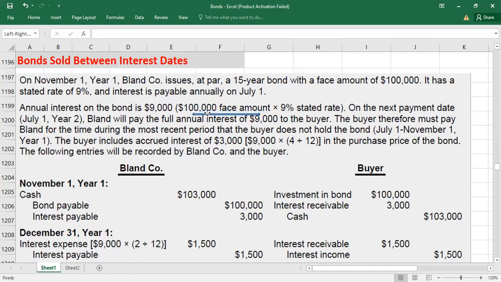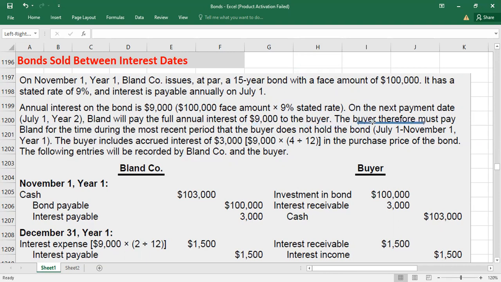First of all, you need to calculate the annual interest. You take the face amount multiplied by 9%, which is the stated rate, and interest rates are quoted in annual terms. So there is an annual interest of $9,000. Remember that on the next payment date, July 1, Bland Company will pay the interest. So the company will pay $9,000 to the buyer, but the buyer has a right to receive the interest for 8 months, not for the full year.